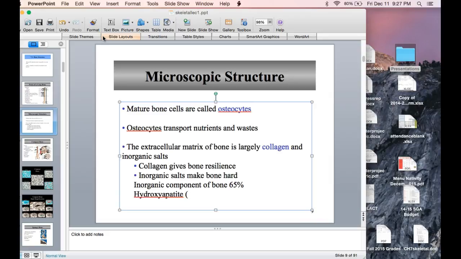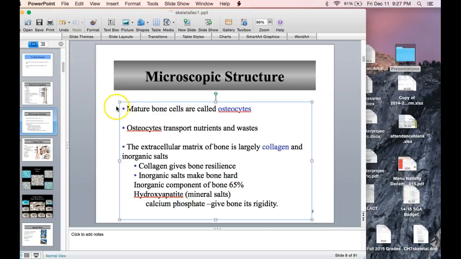And basically, hydroxyapatite is the mineral salts that are going to form. Hydroxyapatite is composed of calcium phosphate, and that's going to help give bone its rigidity. When you look at calcium phosphate, it's Ca3(PO4)2(OH)2.